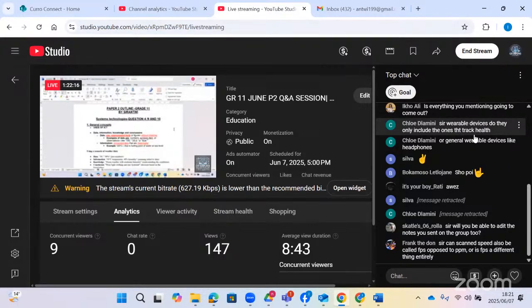Yes, yes. Wearable devices, do they only include the ones that track health? No, there are so many of them. General wearable devices like headphones. If you have headphones that read data, then it's a wearable device also.